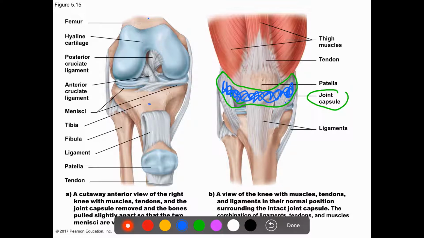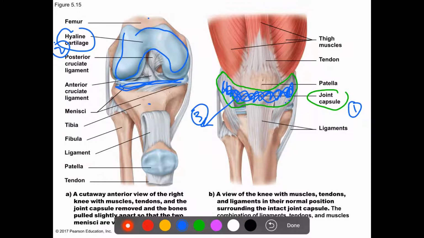Then we have the hyaline cartilage, which is in light blue. That reduces the friction between the bones. And this is another characteristic of synovial joints. So the joint capsule, the hyaline cartilage, and of course, the fluid.